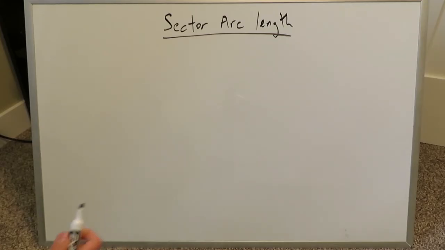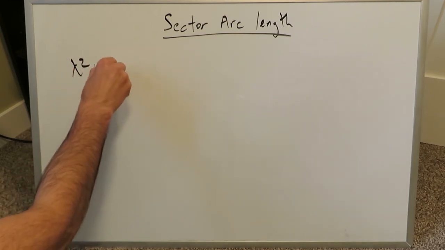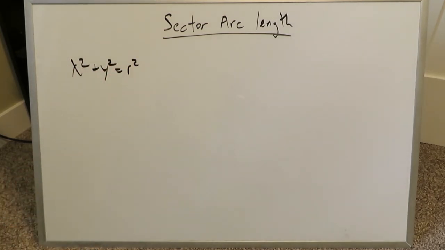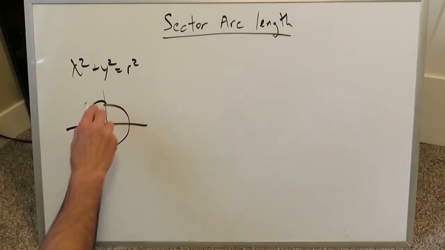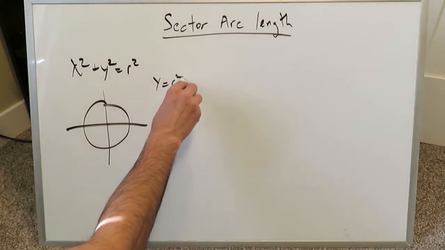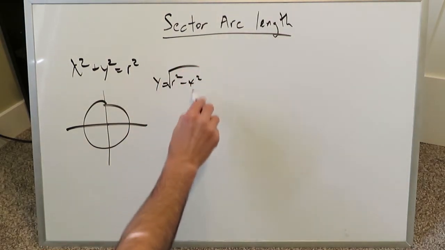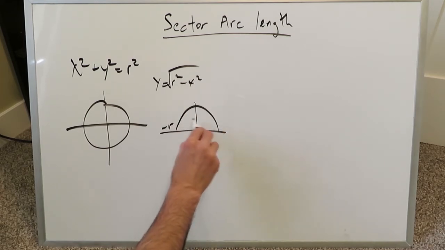Very quickly, note for this sector arc length determination, which will stem from the circumference of a circle determination, everything will start again from this equation of a circle, the coordinate geometry equation of a circle, or a unit circle if you want to call it. It represents a complete circle. When we're talking about arc length, we still have to solve for y. y is equal to the square root of r squared minus x squared. When you graph this, you're basically looking at this top portion from minus r to r.